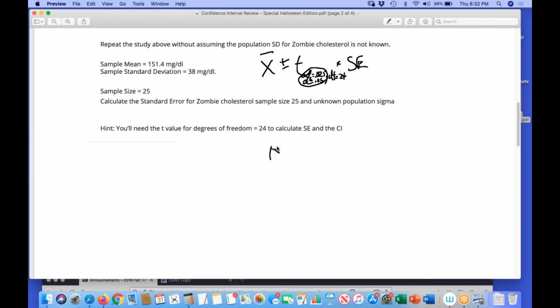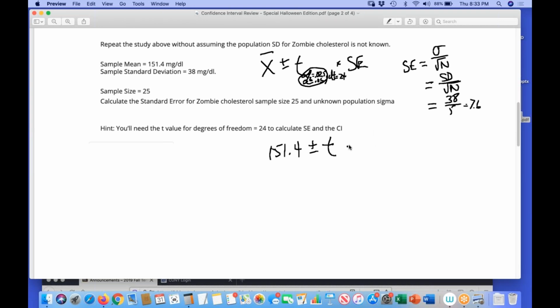So now it's going to be 151.4 plus or minus the T that we need times our standard error. Now, what's our standard error equal to? Standard error normally is standard deviation over the square root of the sample size, but we don't know the standard deviation of the population. So we have to use the standard deviation of the sample over the square root of the sample size. Happens to be 38 over 5 again, 7.6, but we don't know that we got it exactly right.